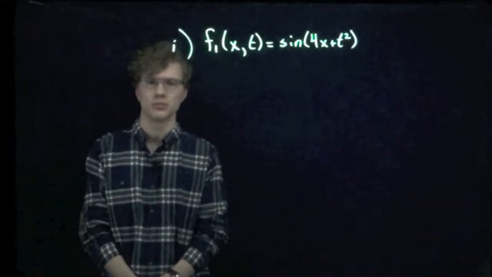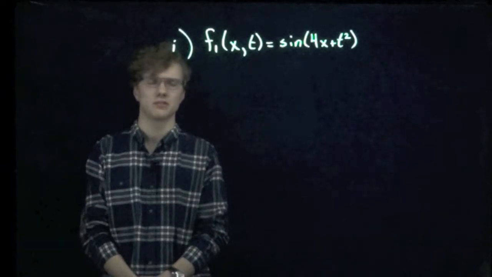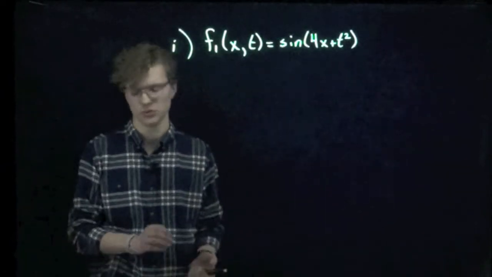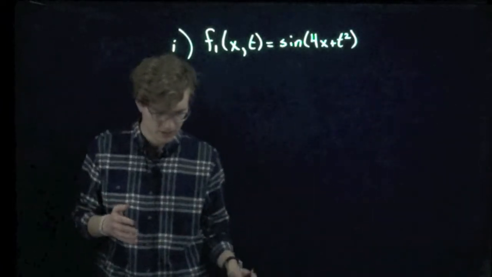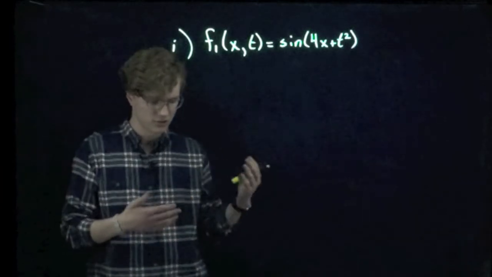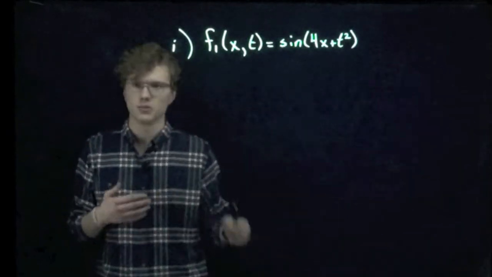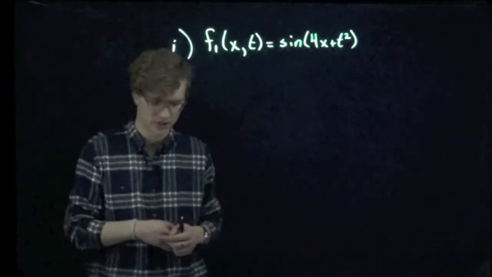Hi, my name is Nathan Muhlenbrook, and today I'm going to be going through question 1, part 1 on the Physics 457 practice midterm number 2. For the first question, it's asking you to find which of these expressions satisfy the wave equation, state which ones do and do not, and then find the wave speed for those expressions that do satisfy the wave equation.